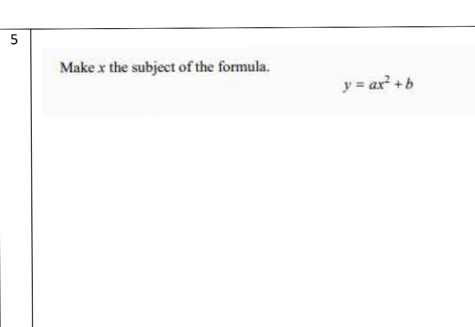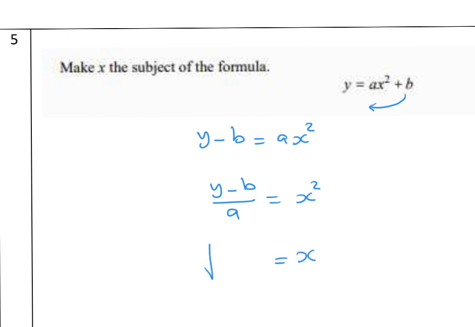First remove b to the other side by negative. So y minus b equals ax squared. Then we divide by a. So y minus b over a equals x squared. To get rid of the square, we take the square root of both sides. So x equals the square root of y minus b over a.